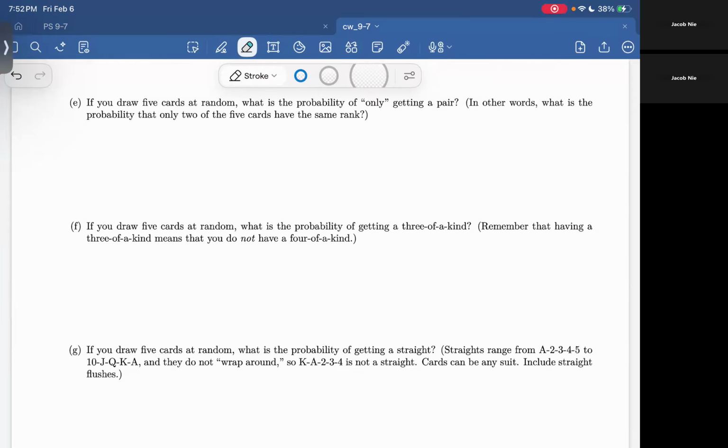Now, you could have corrected for that, but I think an easier way is just to figure out the total number of desired outcomes over the total number of possible outcomes. So we're going to ask ourselves, what is the total number of 5-card hands with only a pair, nothing else?